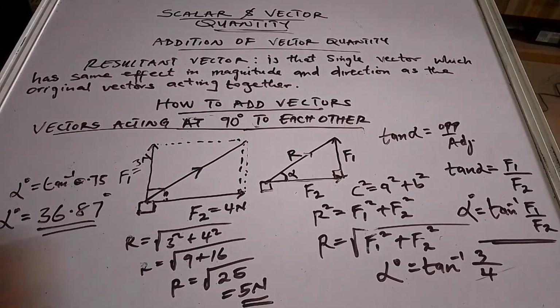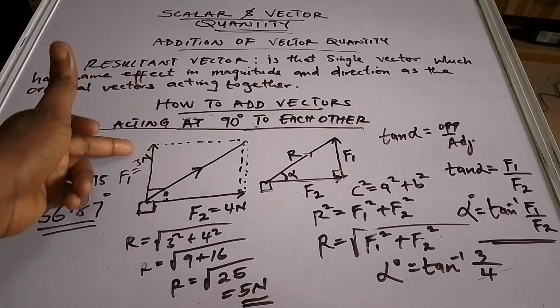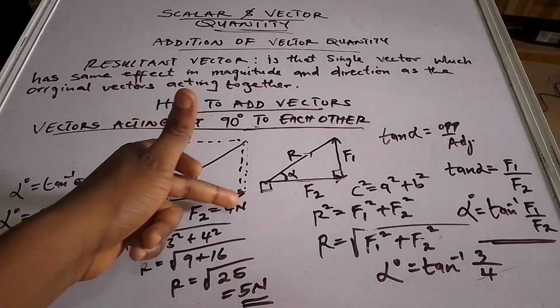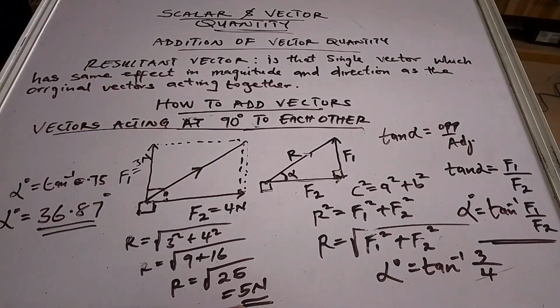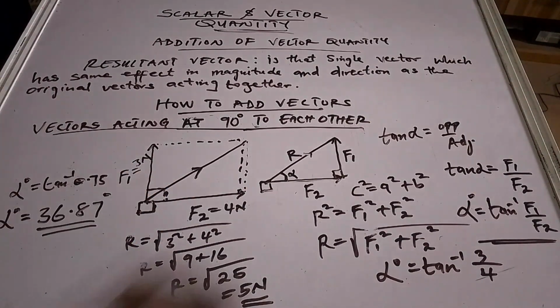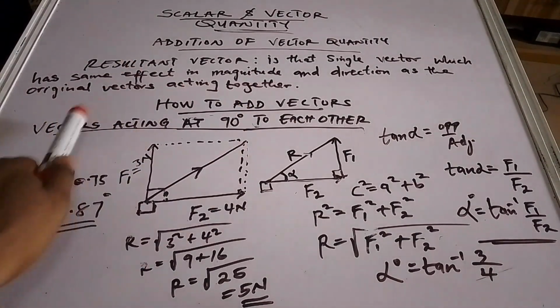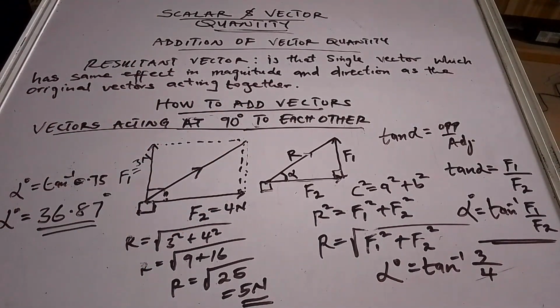So this is going to be our direction. In this case, if I ask what is the magnitude of two forces acting, a force of 3 Newton and 4 Newton acting at 90 degrees to each other, then the magnitude is 5 Newton, while the direction is 36.87 degrees to the horizontal. So this angle here is 36.87 degrees. That is how we find vectors acting at 90 degrees to each other.